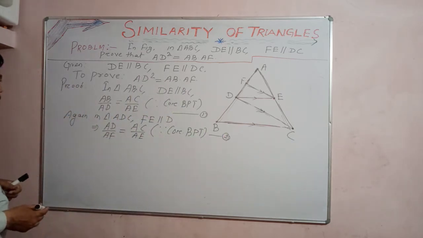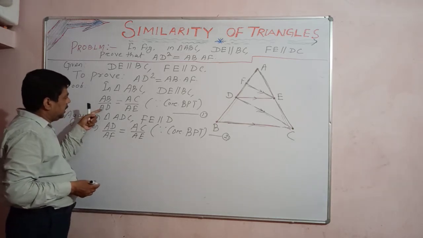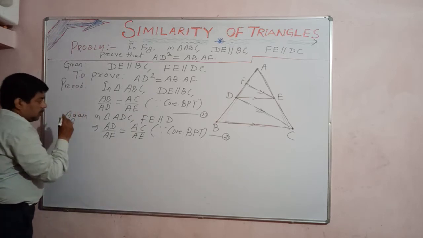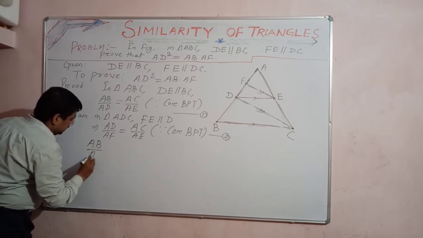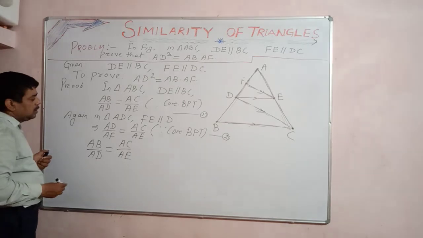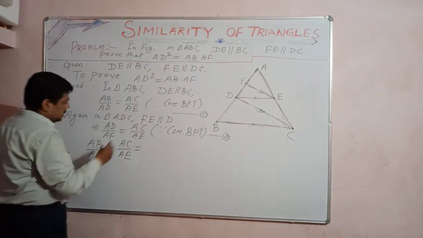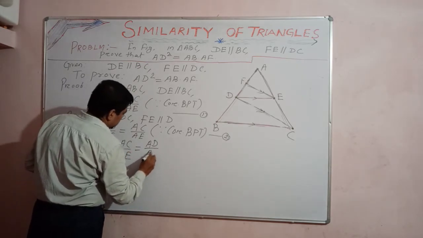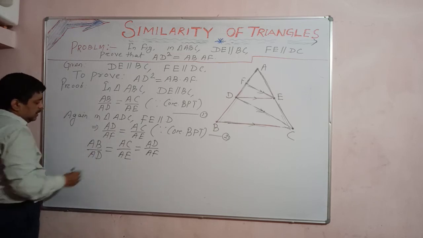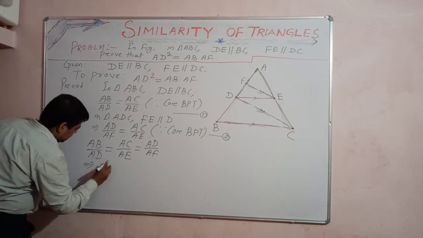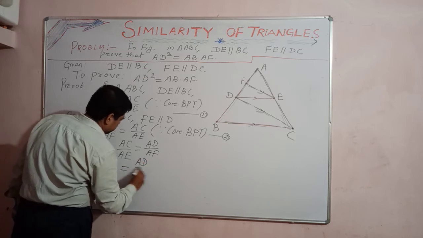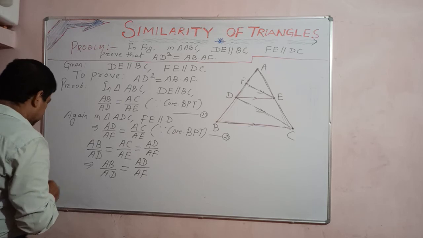Are you looking at point 1 and point 2? AB upon AD is equal to AC upon AE. Again, AD upon AF is equal to AC upon AE. So from equations 1 and 2, AB upon AD is equal to AC upon AE, and AC upon AE is also equal to AD upon AF. So AB upon AD is equal to AC upon AE is equal to AD upon AF. That implies AB upon AD is equal to AD upon AF.